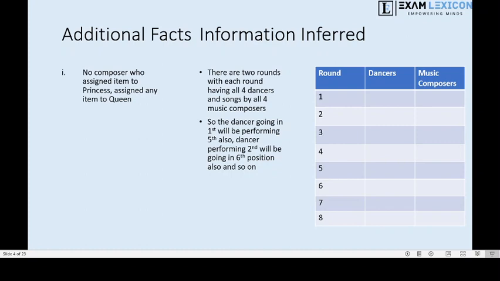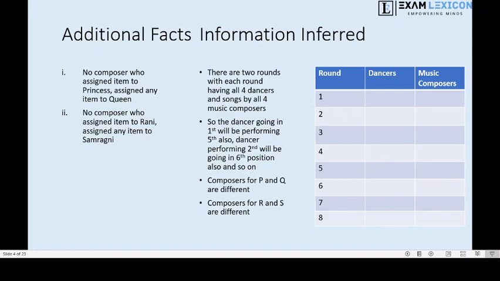So the first is no composer who assigned items to Princess assigned any item to Queen. So we can easily infer that composers for P and Q are different. Similarly, no composer who assigned item to Rani assigned any item to Samagrini. So composers for R and S are also different.